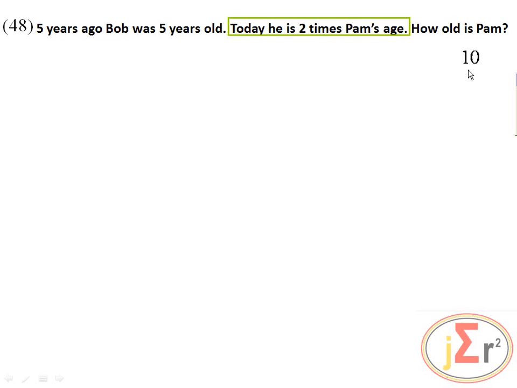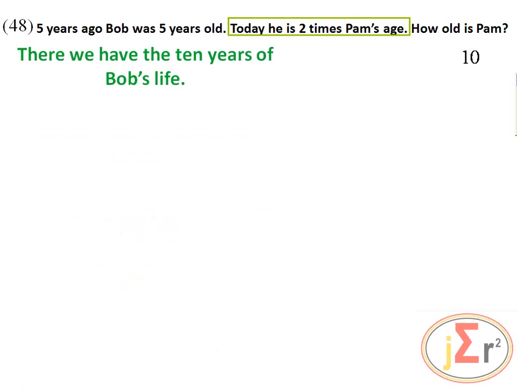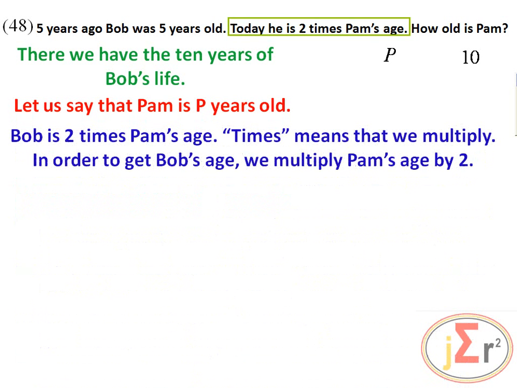He is 10 years old. Right. And this is 2 times Pam's age. What is Pam's age? 5. Right. So Pam's age is 5 years old. There we have the 10 years of Bob's life. Let us say that Pam is P years old. Bob is 2 times Pam's age. Times means that we multiply. In order to get Bob's age, we multiply Pam's age by 2, because Bob is 2 times Pam's age.